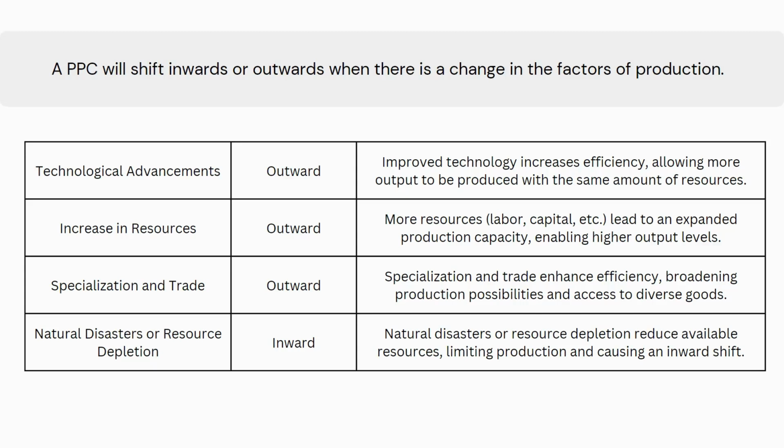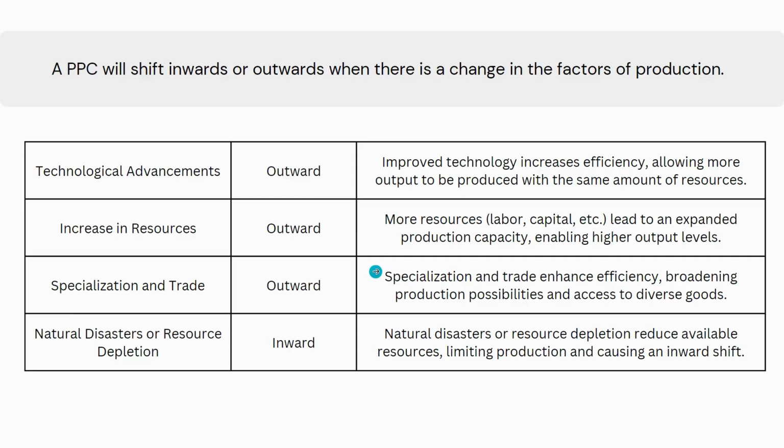Specialization in trade. Specialization in trade enhances efficiency, broadening production possibilities, and access to diverse goods. For example, some people import some kind of technology, machines, or some kind of things which were not there in an economy to produce toys and calculators. So, in that way, they are becoming more efficient, and because of that, they can produce more of both goods. So, because of that, the PPC will shift outwards.